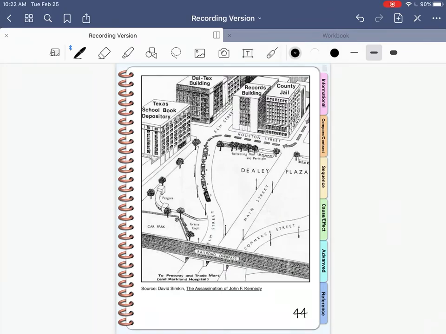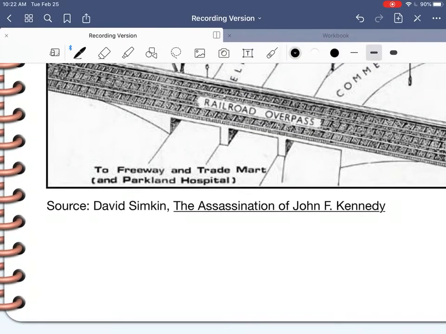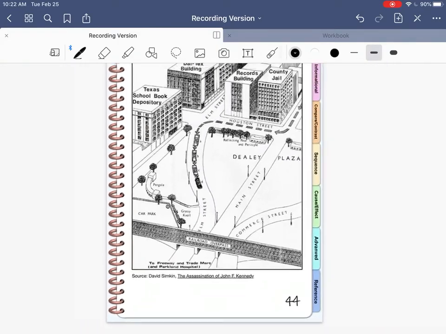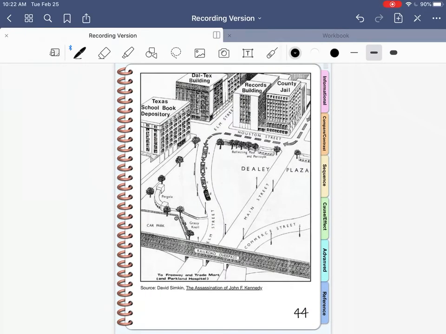I do want to tell you the source of this image is a man called David Simkin, who wrote a book about the assassination of John F. Kennedy. So I do want to give credit to this source. This is not my drawing. But let's take a look at the general map of Dealey Plaza.